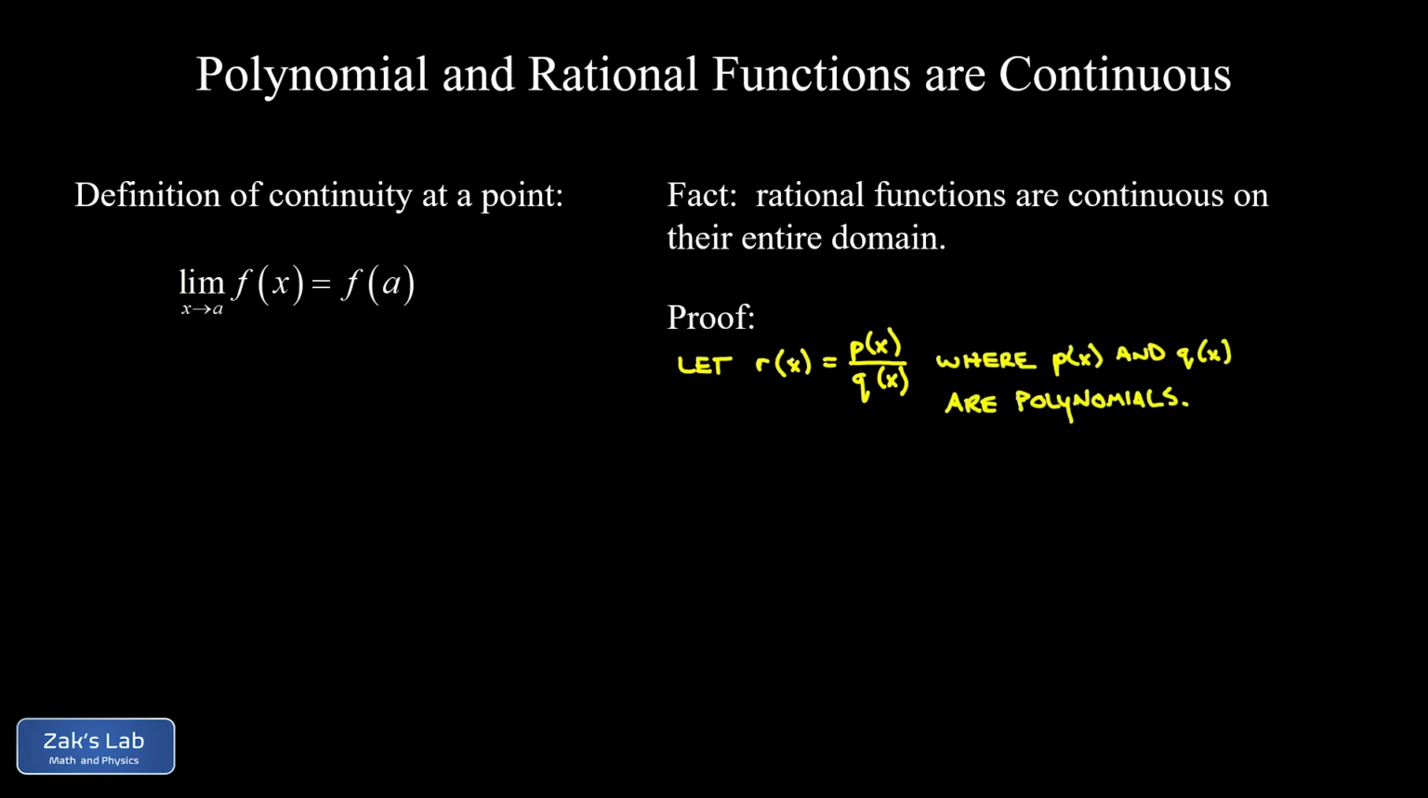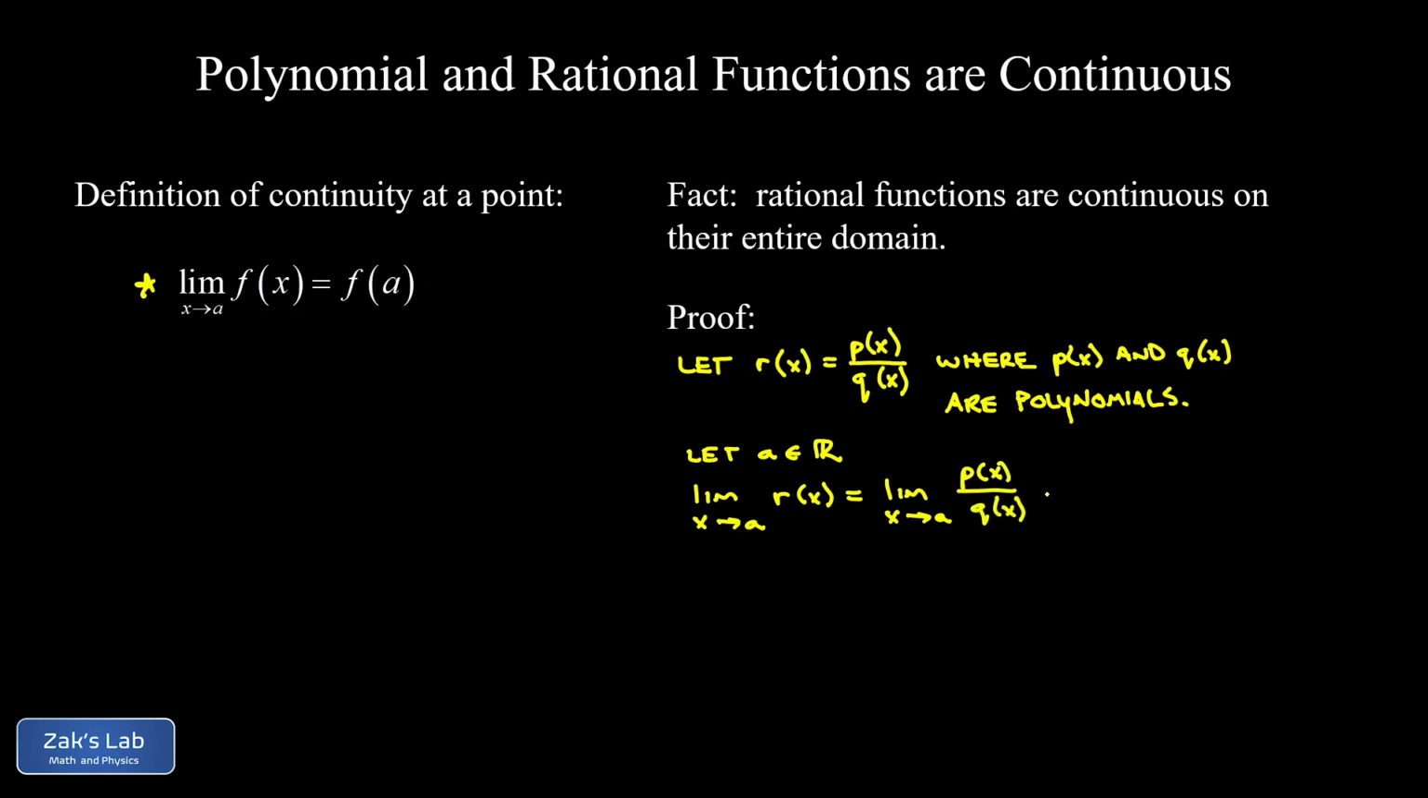And then again, our goal here is to apply the definition of continuity. So I want to take the limit as x goes to a, where a is just some arbitrary real number, of this function R of x. So again, I suppose I should say, let a belong to the set of real numbers. Now we start evaluating our limit. The limit as x goes to a of R of x. That's just the limit as x goes to a of P of x over Q of x.